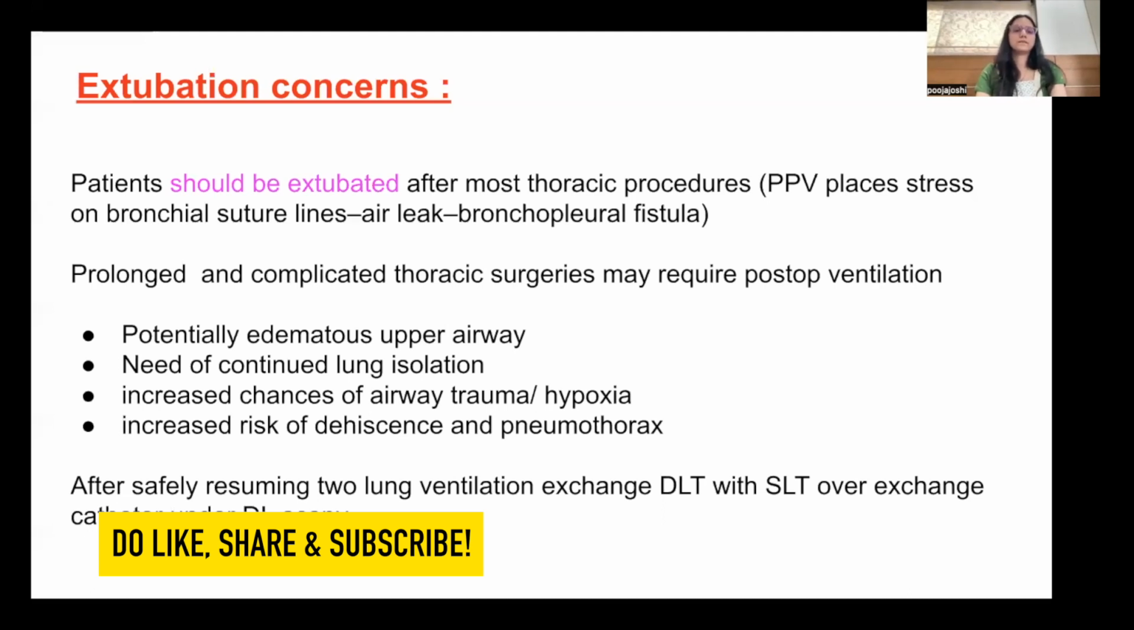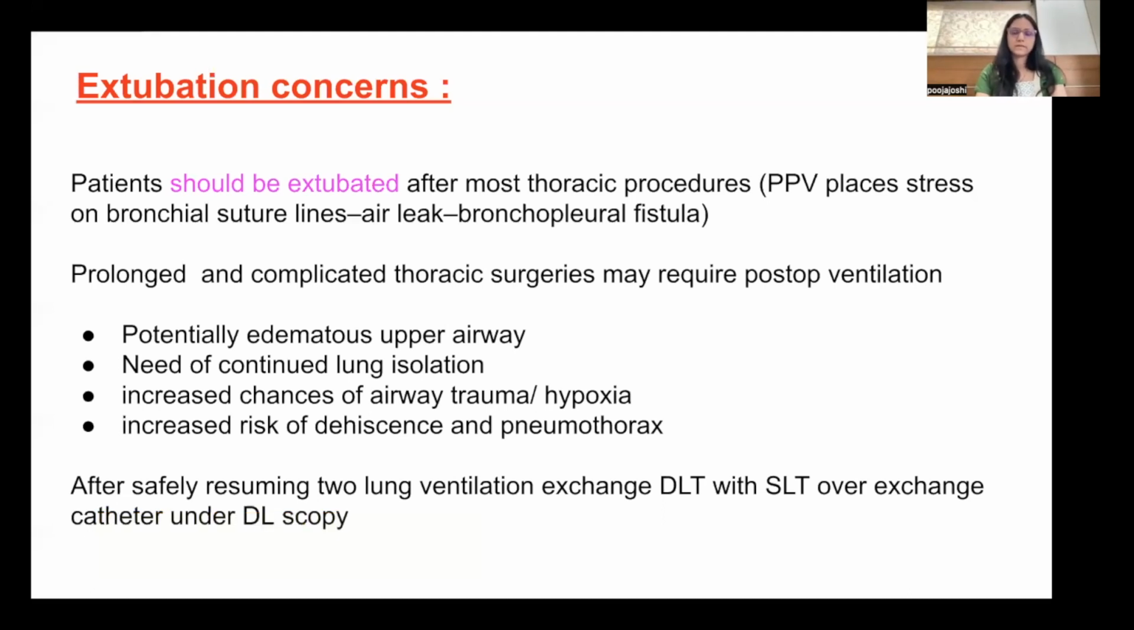But those cases which are prolonged and complicated may require post-op ventilation due to the potentially edematous upper airway. There is a need of continued lung isolation in selected cases when there are chances of airway trauma, hypoxia, or when there is an increased risk of dehiscence and pneumothorax. In such cases, after safely resuming two-lung ventilation, you exchange the DLT with a single lumen tube over the exchange catheter and you can ventilate post-operatively.